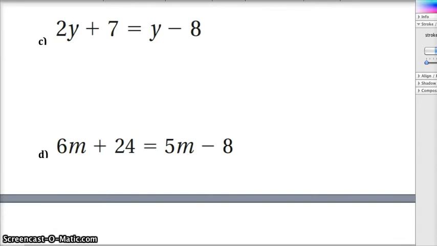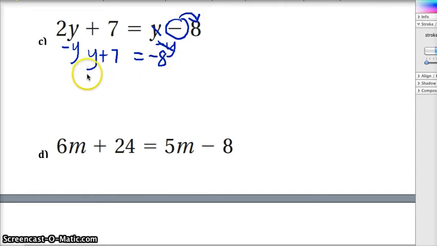Okay, let's have a look at question C. It says 2y plus 7 is y minus 8. So I'm going to take away y from both sides. 2y minus 1y is just 1y, and I've still got the plus 7. And y take away y is 0, and I'm left with negative 8. Don't forget this sign here. It belongs to this 8.